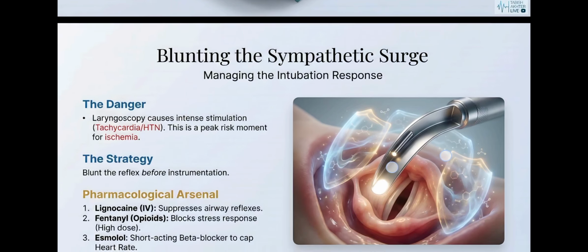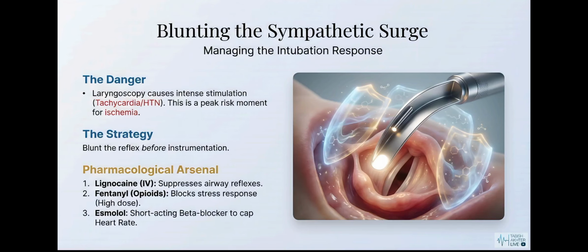Right? Now let's talk about blunting the sympathetic surge. So at the time of intubation, there is a risk of intubation response. So that will cause tachycardia, hypertension. This is a peak risk moment for ischemia. So the strategy should be to blunt the reflex before instrumentation. So we will use lignocaine IV that will suppress airway reflexes. Fentanyl, opioids block stress response. High dose, we will use high dose. Right, esmolol, short acting beta blocker to cap heart rate.